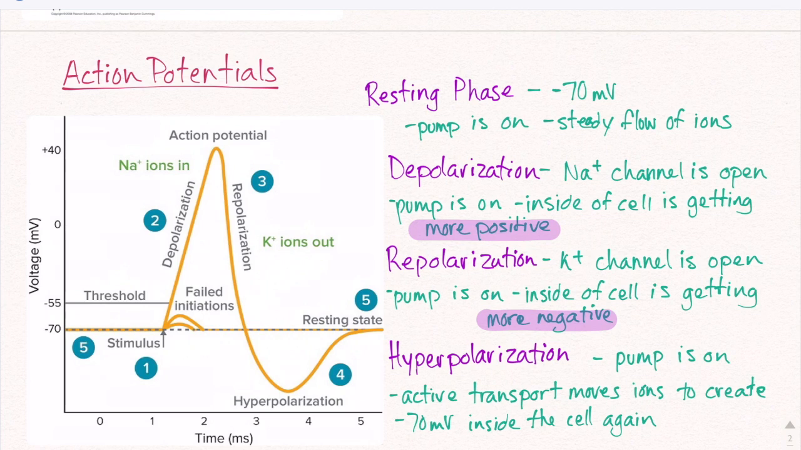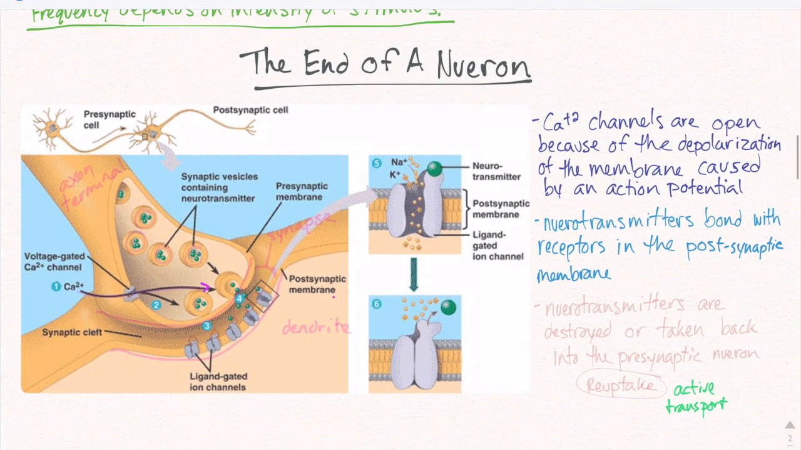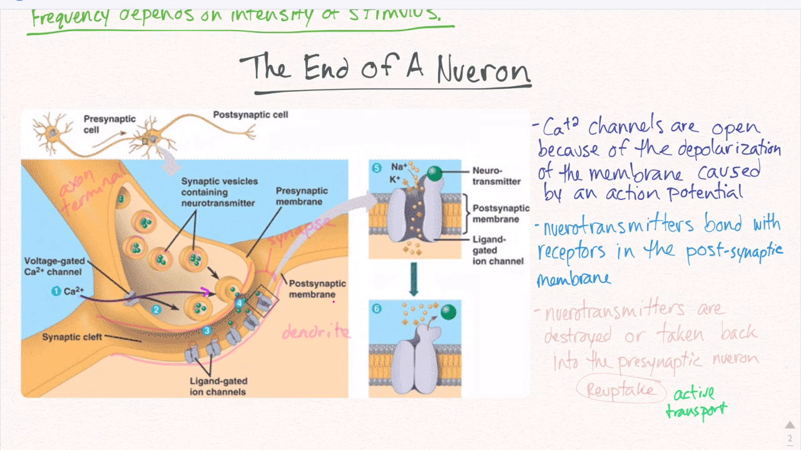So these action potentials are traveling down the axon extremely fast, creating these nerve impulses. The frequency of these action potentials all depend on the intensity of the stimulus that begins this action potential in the first place. The end of the neuron is where all the transport occurs. This is an image of the end of the neuron.